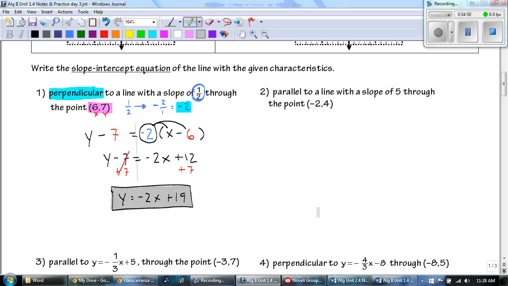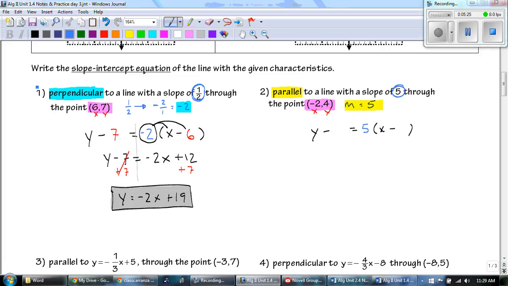Okay, so number 2, it's asking for a parallel line. Okay, so parallel line, I need to steal the slope. Okay, my slope is going to be 5 because parallel means the same slope. Okay, so there's my slope and there's my point. There's my x and there's my y. I like this because I really don't have a lot to do, as in flipping the slopes and all of that.